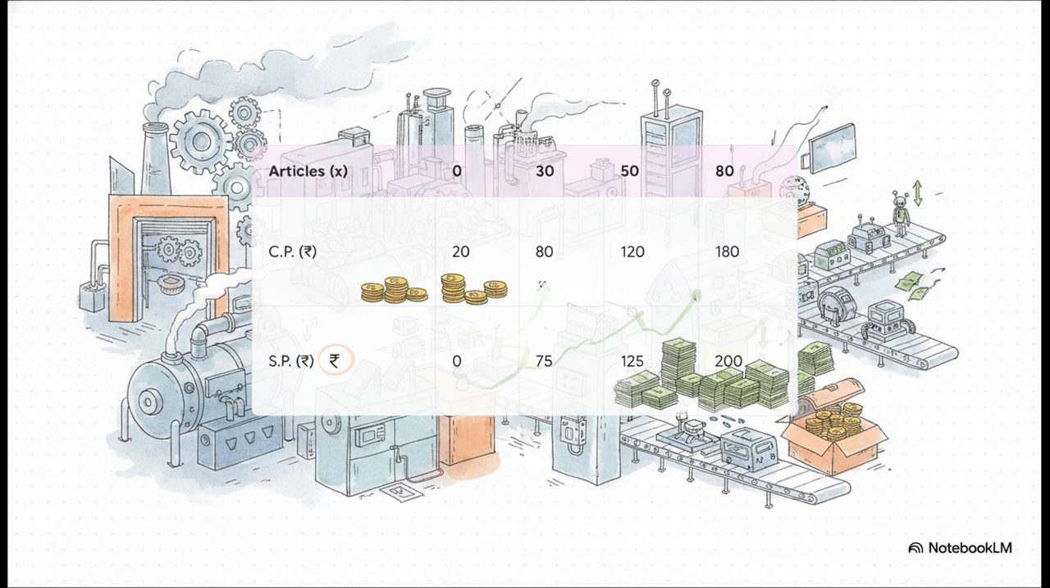rupees for 80 articles. The bottom row is the selling price, or SP. That's the revenue coming in. Obviously, selling 0 gets you 0, but selling 80 gets you 200 rupees. Now, staring at a table of numbers like this can be a bit confusing. How do we quickly figure out when the factory actually starts making a profit?